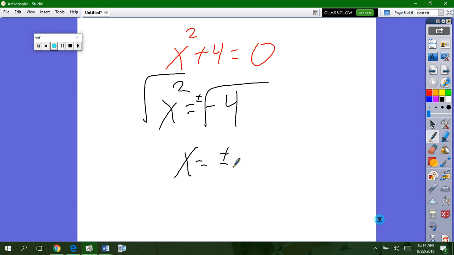Square root of 4 is 2, but because it is a negative, it makes it an imaginary number. That is correct.